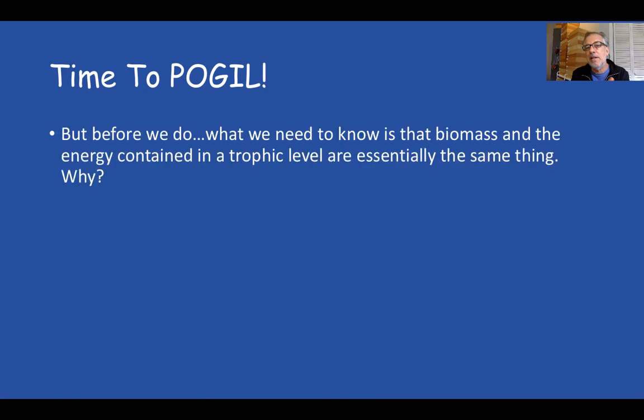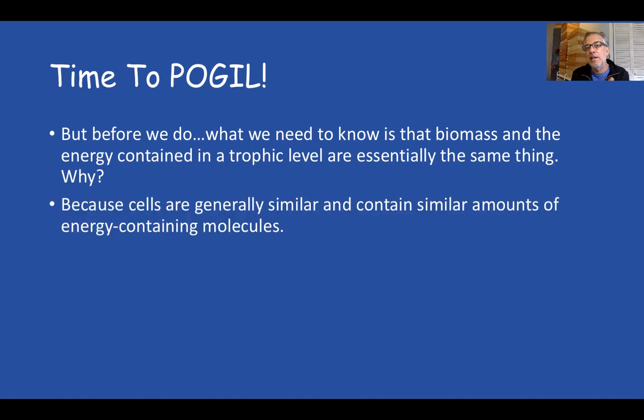But before we can do the Pogo, we need to know something about biomass, and that is that biomass is a very good approximation of the amount of energy. So in other words, if you have 10 kilograms of biomass, that is directly proportional to the number of joules of energy in that organism. They're essentially the same thing. And why is that? It's because cells are generally similar and contain similar amounts of energy-containing molecules. And so in general, a kilogram of biomass in two organisms contains the same amount of energy.